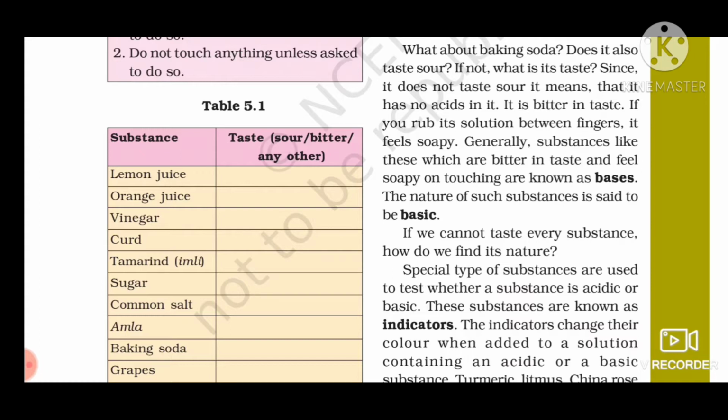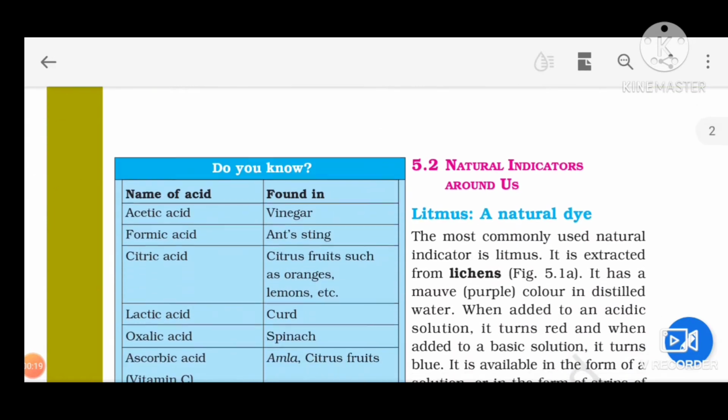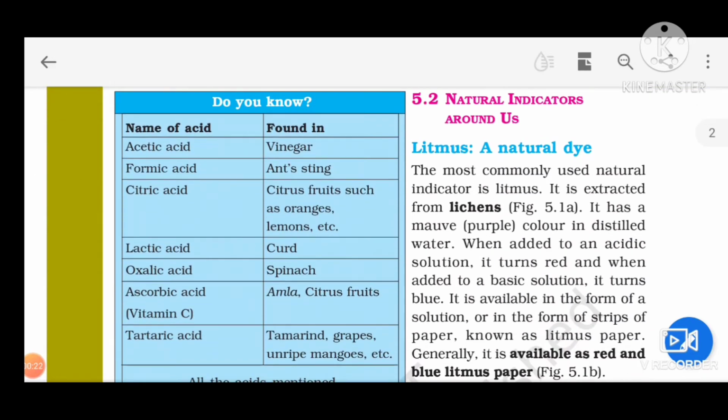How can we know whether a substance is basic or acidic? We use certain indicators to tell us whether the given substance is basic or acidic. There are certain indicators which are available in nature. They are turmeric, litmus paper, and China rose petals. These substances indicate whether the given substance is acidic or basic by changing their own color. Let us see how it helps us, the natural indicators around us.